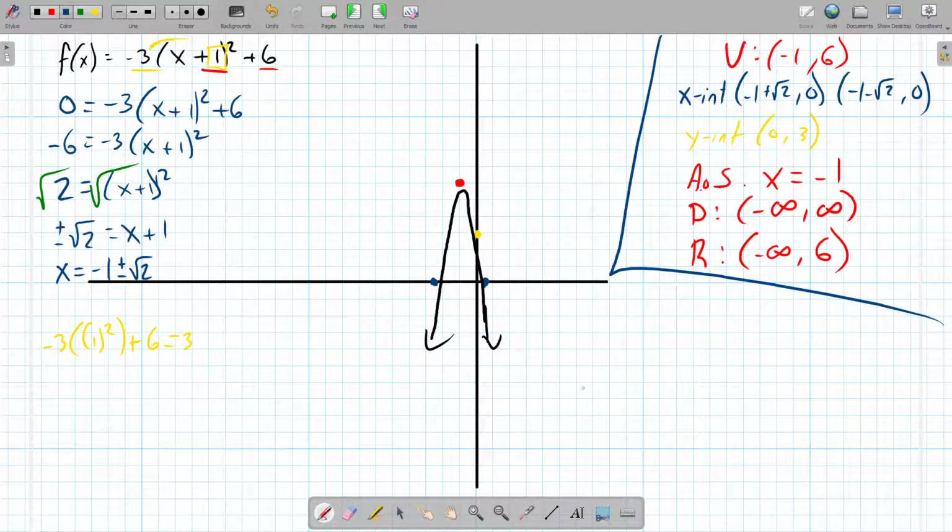And as a quick reminder, if things like domain, range, axis of symmetry are kind of confusing you, there was a video a few episodes ago talking about all the properties of a parabola.